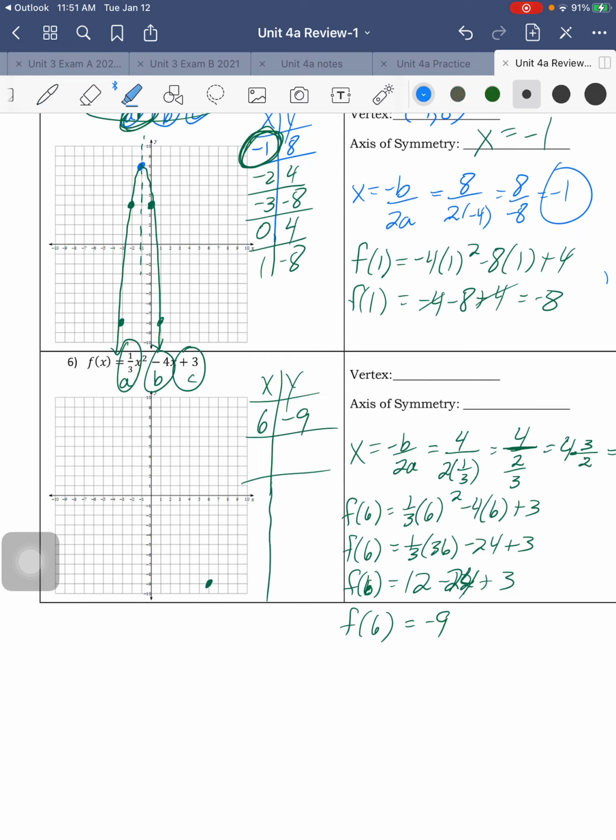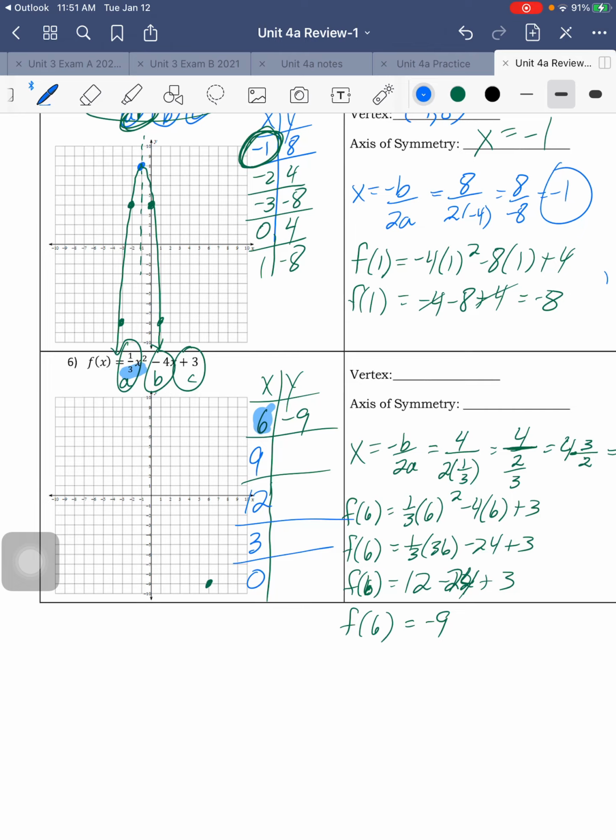All right, let's look at our a value. The denominator of a is 3, so that's what we should go by to find our other 4 points. We look at the x value of the vertex and go by 3's. So 3 to the right is 9 and 12. 3 to the left of 6 is 3 and 0. Now we need to substitute in.